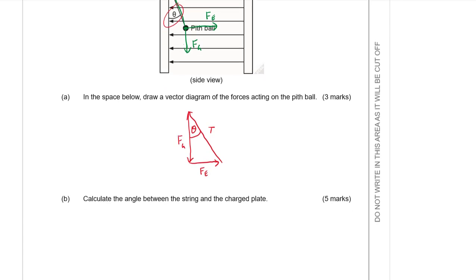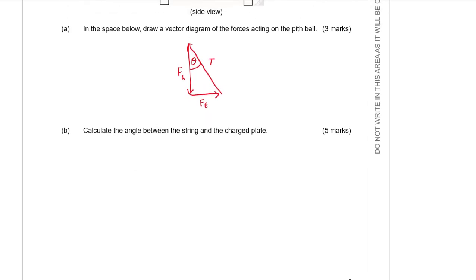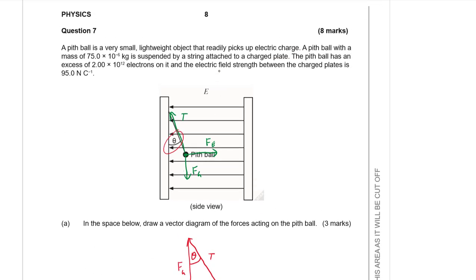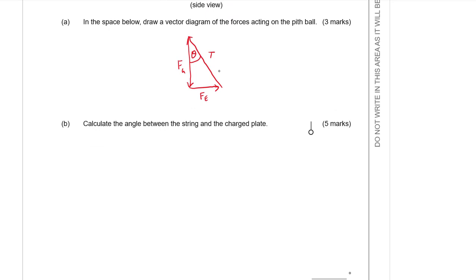So for part B, it's asking to calculate the angle between the string and the charged plate. So to find theta, I basically just need to find the magnitudes of two of these sides. Now, the tension force isn't given to you in the question, so from this point I know that I need to work out the force due to gravity and the force due to the electric field. So let's start with the electric field.